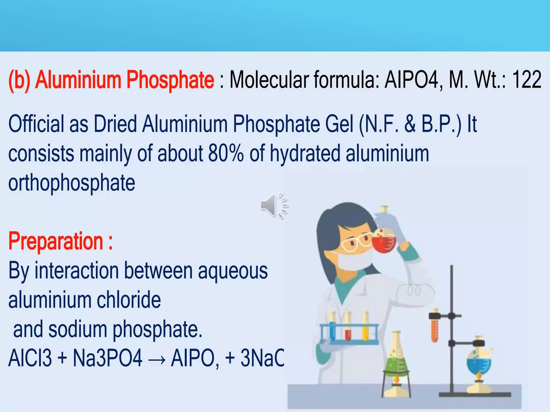NF is National Formulary, BP is British Pharmacopoeia. It consists mainly of about 80% hydrated aluminium phosphate. Preparation: by interaction between aqueous aluminium chloride and sodium phosphate. Here is the reaction: aluminium chloride plus sodium phosphate gives aluminium phosphate plus sodium chloride.